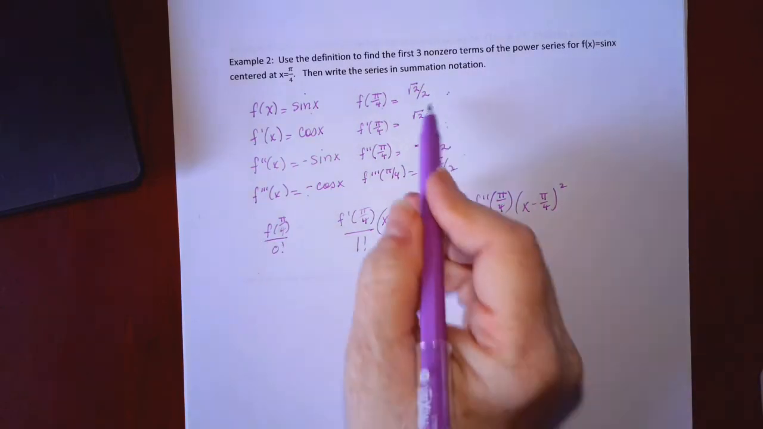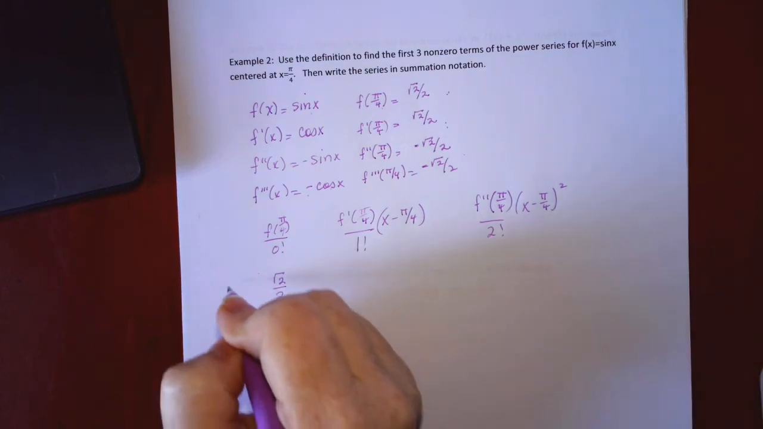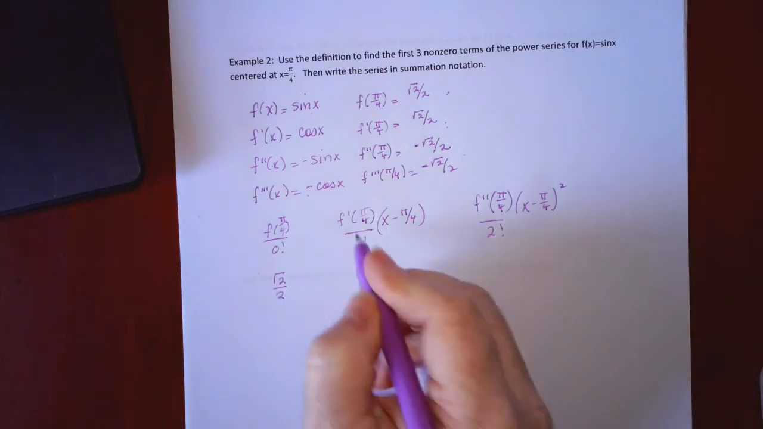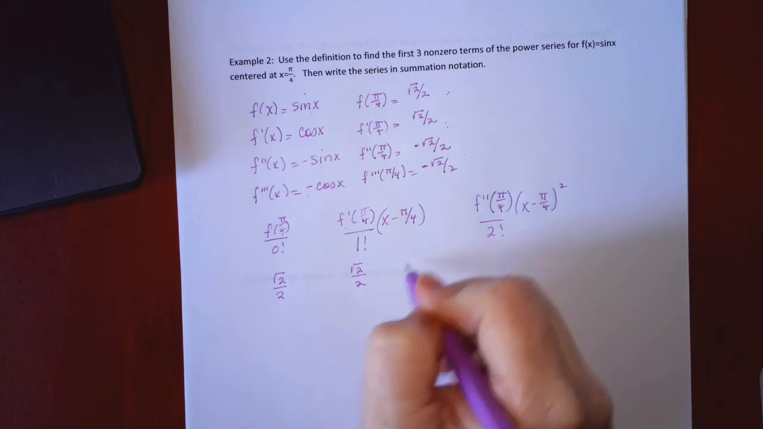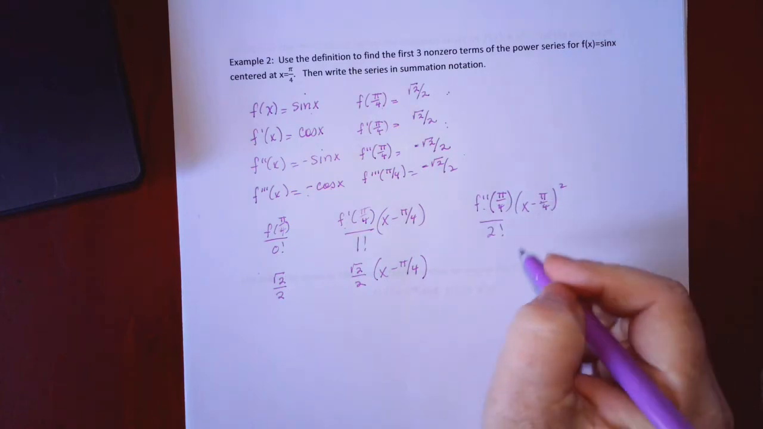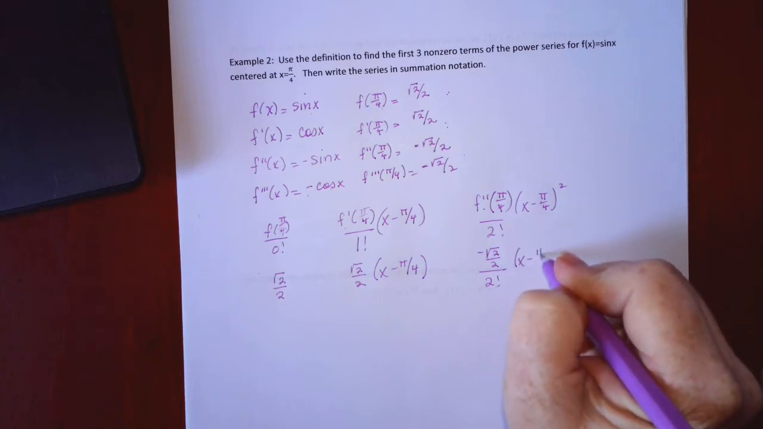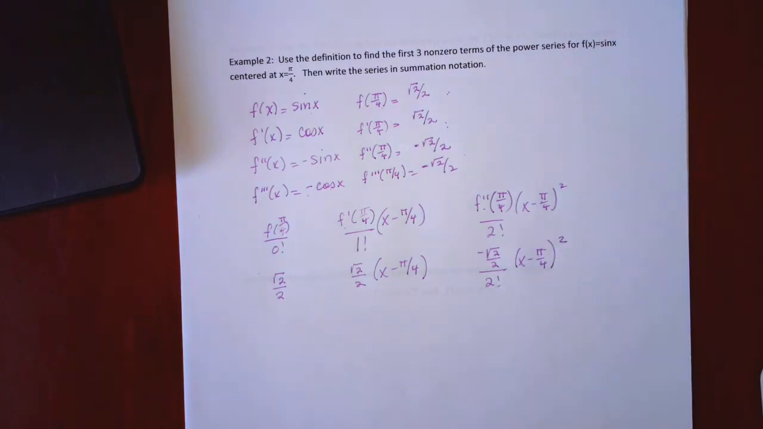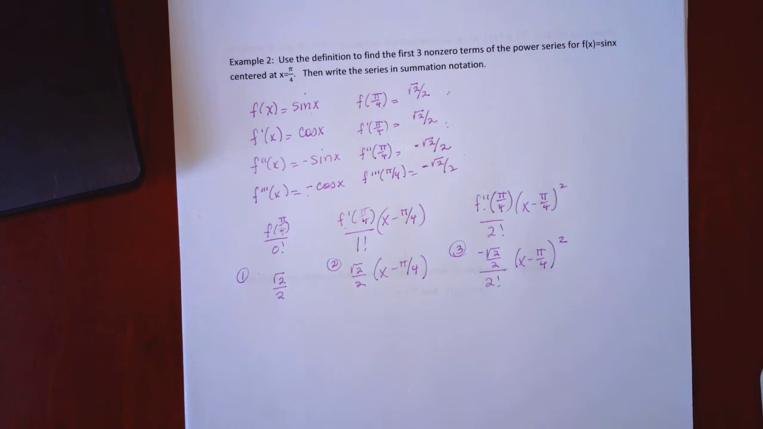f of pi over 4 was square root of 2 over 2 over 1. So I've just got square root of 2 over 2. That would be the first non-zero term. Here, f prime of pi over 4 would be square root of 2 over 2 over 1 times x minus pi over 4. f double prime will be negative square root of 2 over 2 factorial times x minus pi over 4 squared. That would be the first, second, and third non-zero terms. Now, is everybody okay so far?